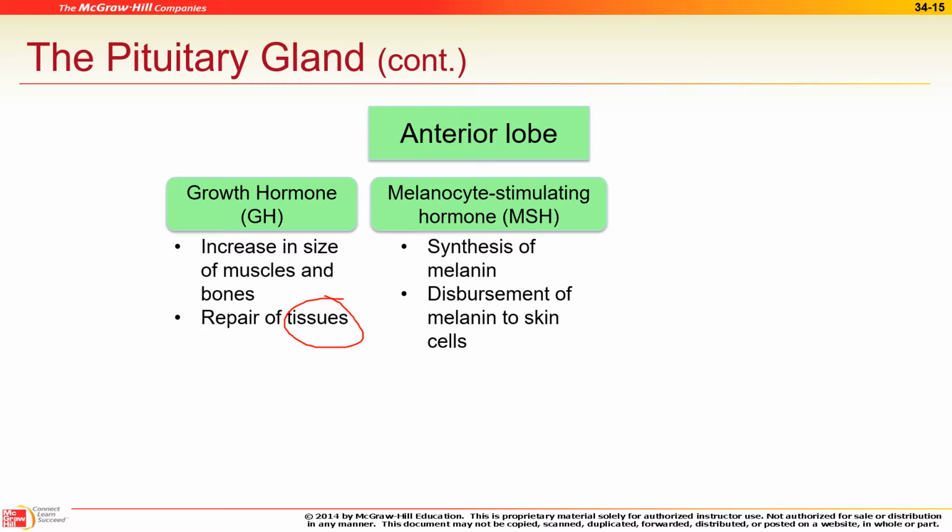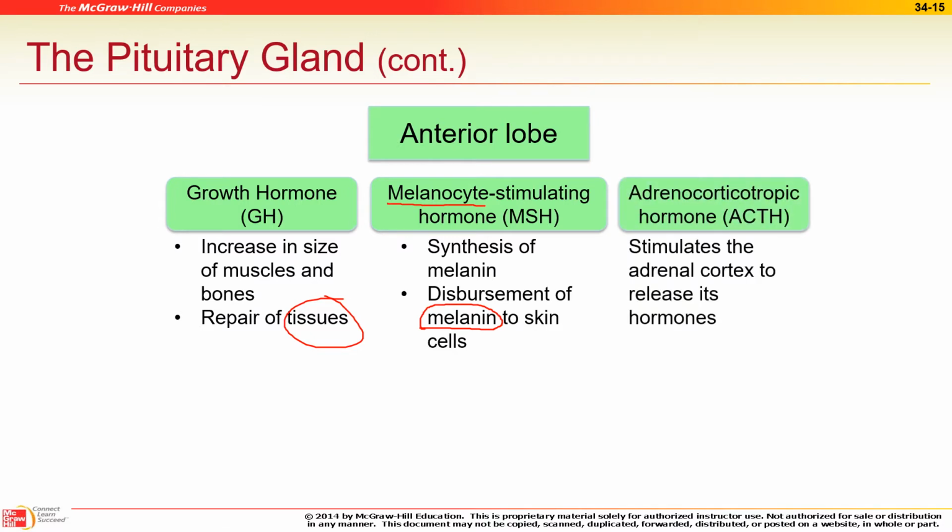Melanocyte stimulating hormone. So where does it go? It goes to the melanocyte. And what does it do? It stimulates melanin production.